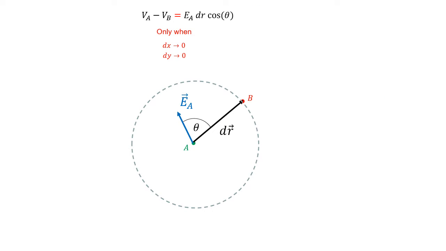So this was the result we got a while ago in the previous file. If you have two nearby points and you want to get the potential at one point minus the potential at the other, and of course remember this whole thing is very small, the distance dr is infinitesimal, but I just put it in big so you can see it. The difference in potential is equal to the value of the electric field at point A times the distance between the 2 points times cosine of the angle between them. This is what we had before.